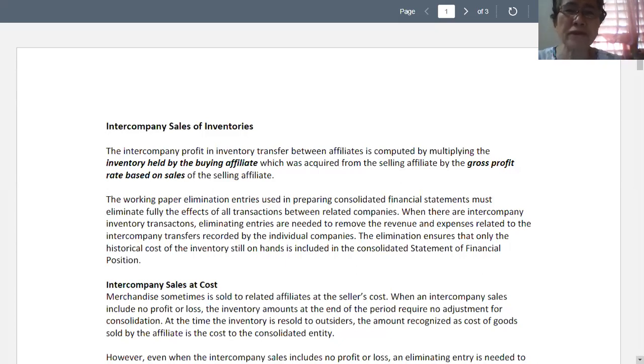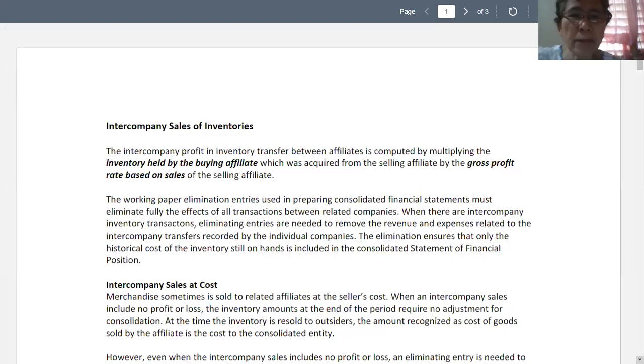Okay, so we now have your intercompany sales of inventories. The inventory profit in inventory transfer between affiliates is computed by multiplying the inventory held by the buying affiliate, which was acquired from the selling affiliate, by the gross profit rate based on sales of the selling affiliate. Now, at the last part of the module, we will be discussing the downstream and the upstream sales, which depend on who the buyer is. Is it the parent or is it the subsidiary?